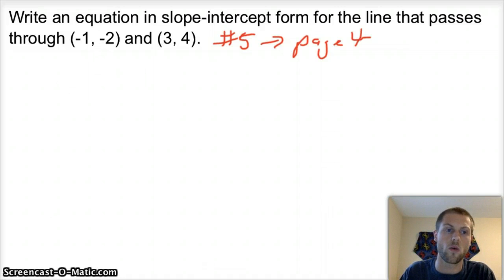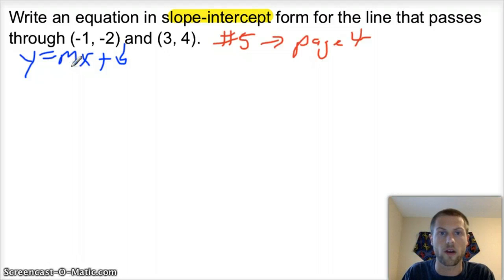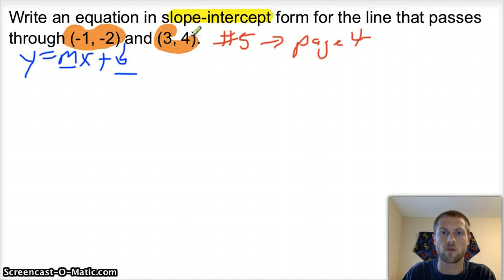Well, here we want to find our slope-intercept form, and that's a big key factor here. We know that that's going to be a y equals mx plus b form. That's our end goal, and we need to figure out what our m is and what our b is to get there. And our key bits of information are this point here, and this point here.